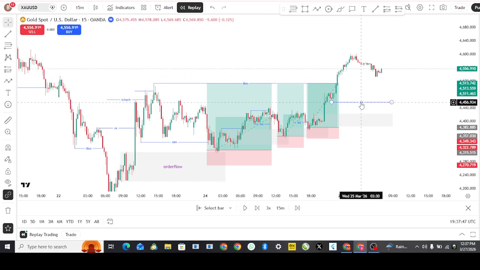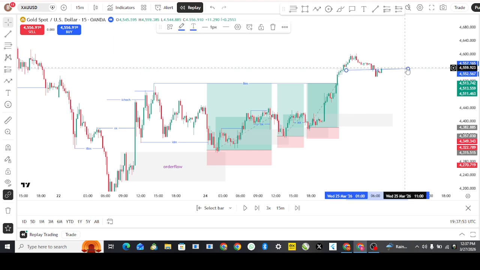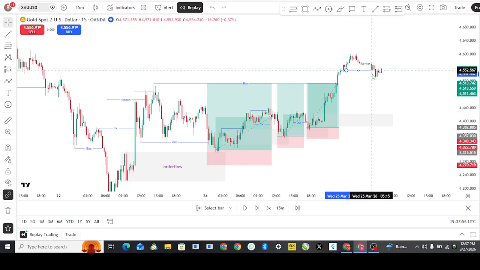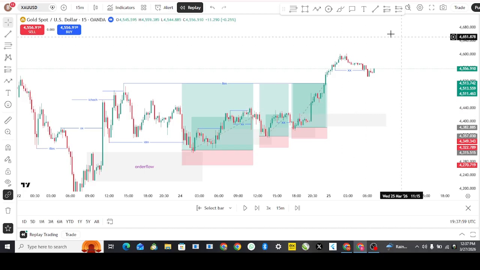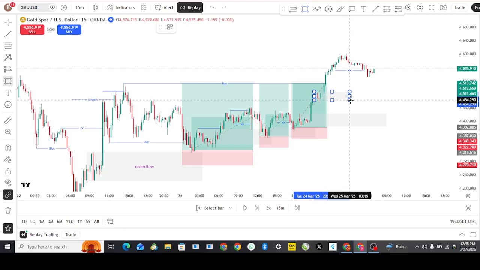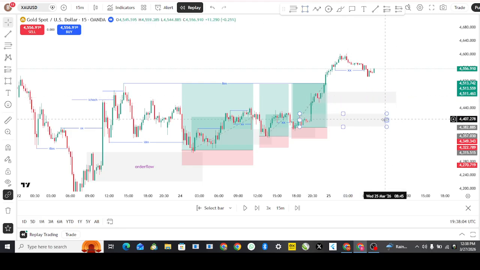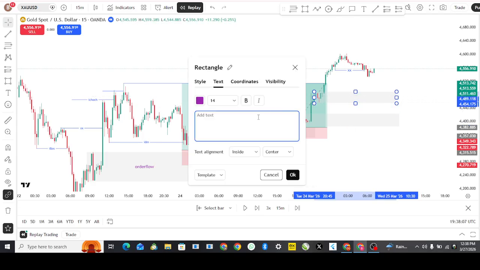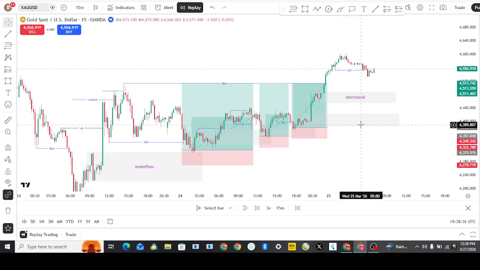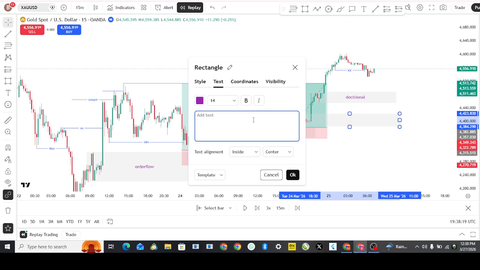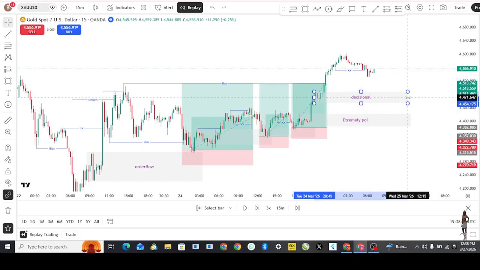All right, we still have this recent pullback here, which is inducement. Let me mark it. Now we have our two POIs here. This is one, our decisional POI. Then this is our extreme POI. All right.